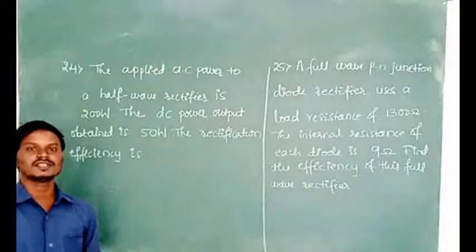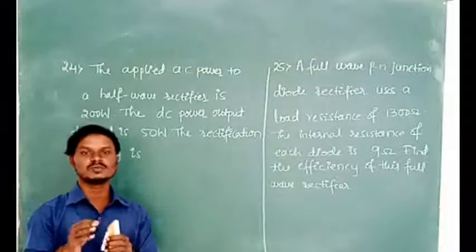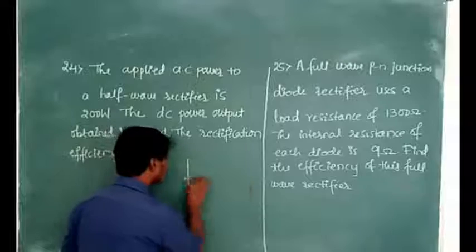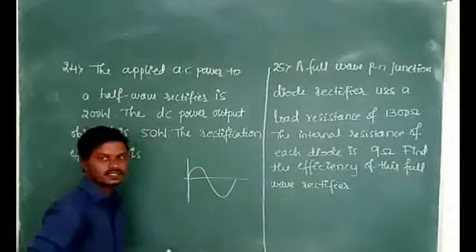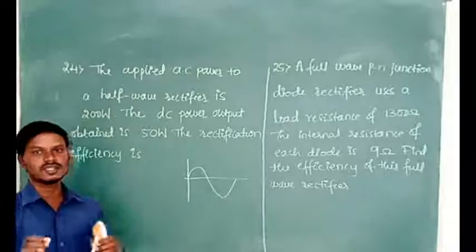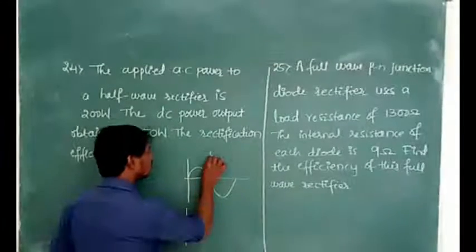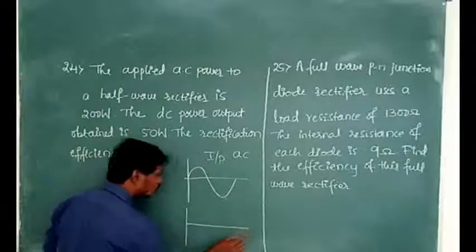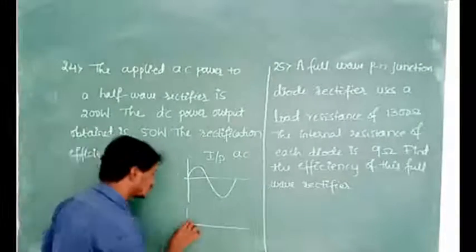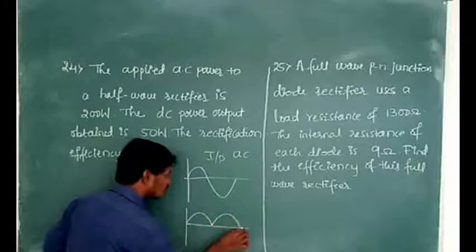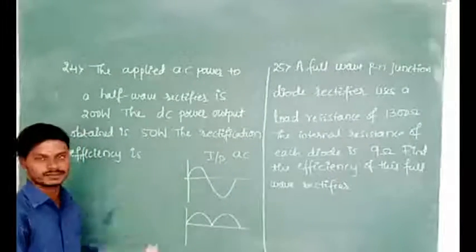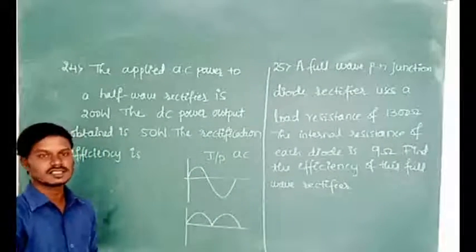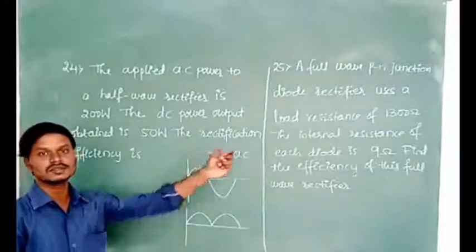Then what is a full wave rectifier? A full wave rectifier rectifies both half cycles of the alternating current, that is, the positive half cycle and also the negative half cycle. This is the input voltage, which is an alternating voltage. Then what is the output voltage? The output voltage is a direct voltage. This is the waveform for a full wave rectifier because both half cycles are rectified here. Then what do we mean by rectification? It is the process of conversion of alternating current into direct current.